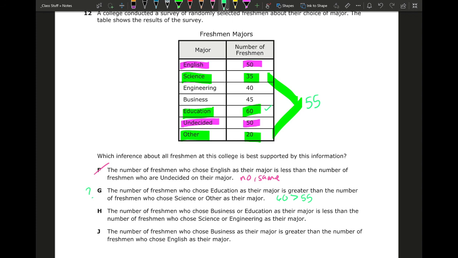Let's look at the other ones. The number of freshmen who choose business or education. So now we're looking at business and education, which is 105, is less than the number of freshmen who choose science or engineering. So these two is how much? 75. Is 75 less than 105? No.